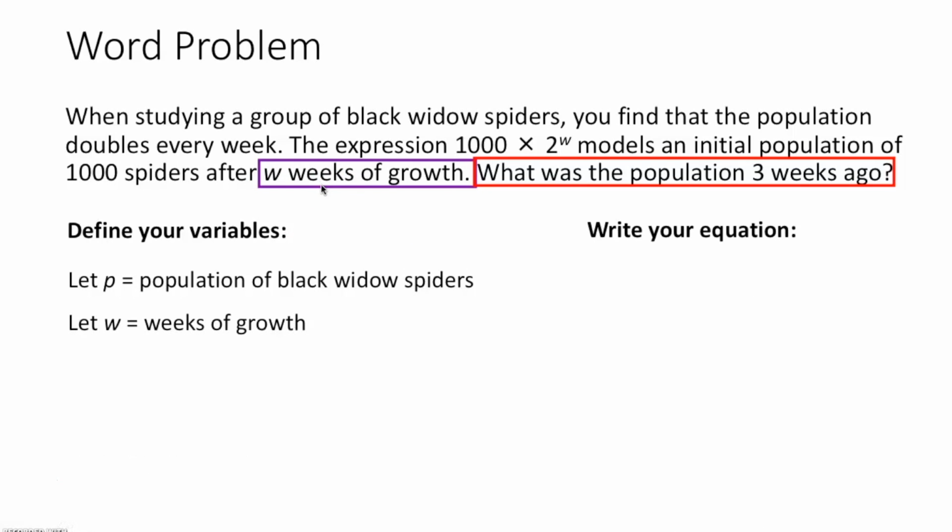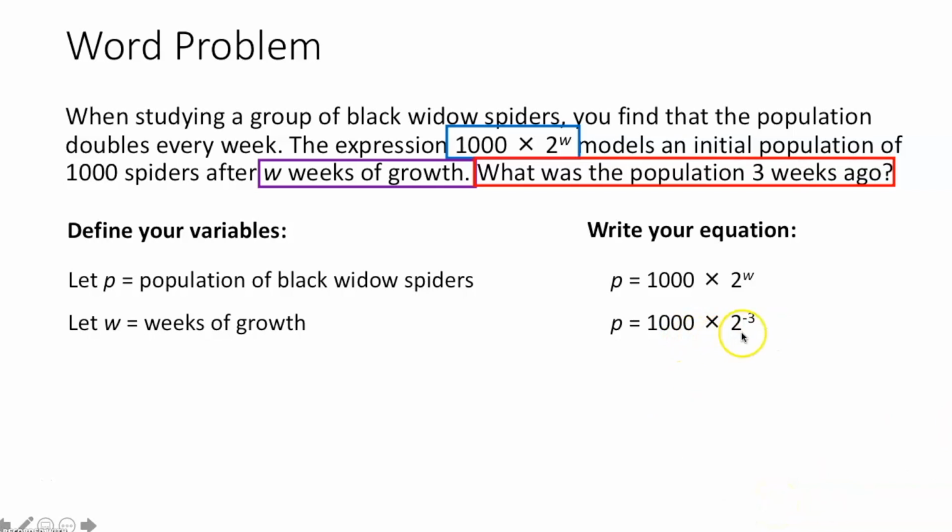Now what we can do is set up an equation. Let's write our equation. Well, again, the good news, they already give that to you in the problem. This happens a lot. We have the expression 1,000 times 2 to the w, and that models an initial population of 1,000 spiders after w weeks of growth. So the population, P, is going to be equal to 1,000 times 2 to the w. Now, the issue is we want to find the population 3 weeks ago. That's in the past. So if we plugged in 3 for w, that would give us the population 3 weeks from now. So if I want 3 weeks ago, what I'm going to do is plug in negative 3 for our w.